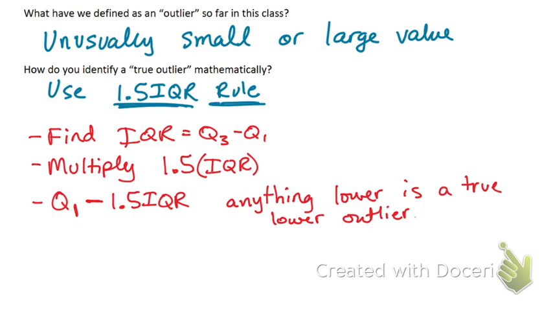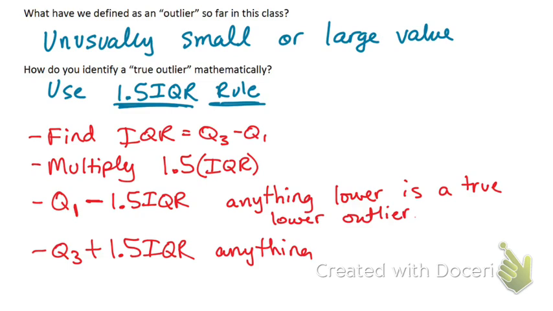Any ideas how to identify an upper outlier? Good. Q3 plus 1.5 IQR. And anything higher is a true upper outlier. And that, my friends, is how you identify a true outlier mathematically speaking.